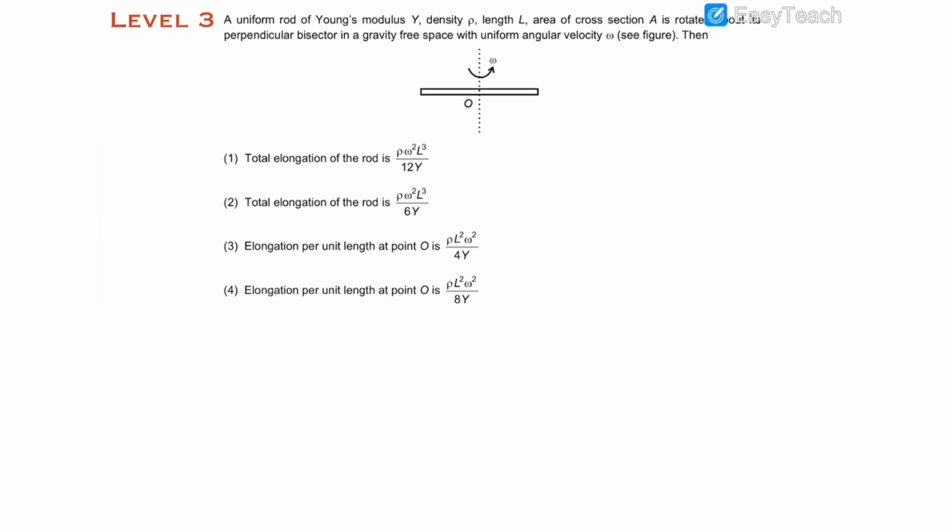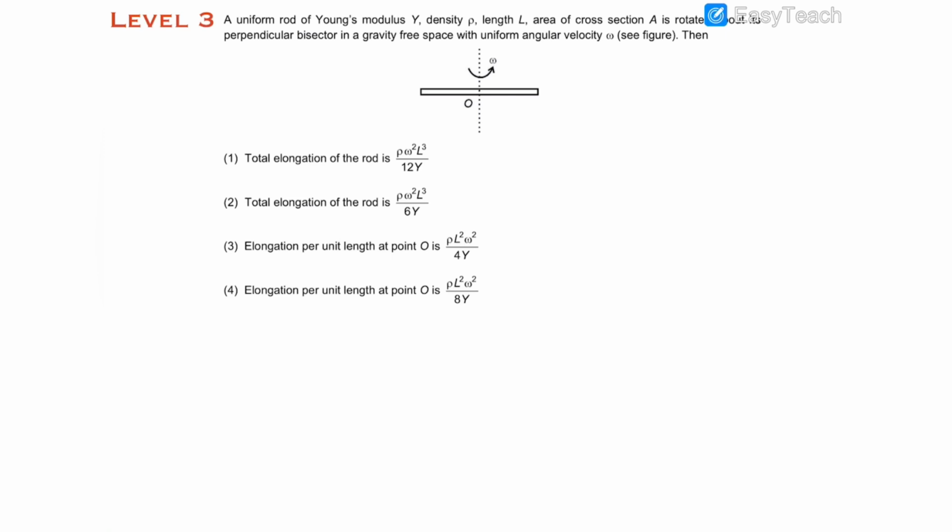In this question, it is given that there is a uniform rod of Young's modulus gamma, density rho, its total length is L, and its area of cross section is A. It is rotated about this axis with an angular velocity of omega. Now we have to find out the correct option, and in all of these four options, two facts are examined. The first fact is that we have to find out the total elongation in this rod, and the other one is the elongation per unit length at point O. Now first of all, let us find out the total elongation.